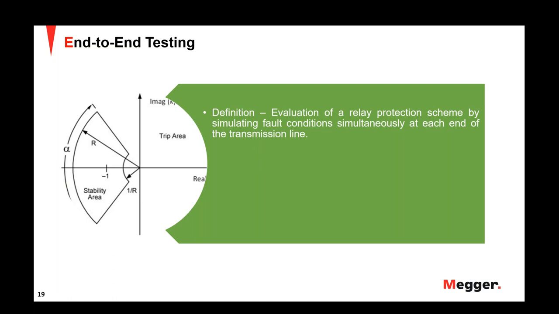So when we say it's testing the whole protection scheme, this can typically include all the protective relays that are present in the scheme. There are interface equipments, something like an aux relay or a carrier relay. You also have the communication path or equipment, like the power line carrier or fiber optic cable, all that are present.